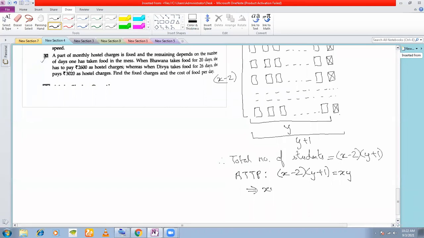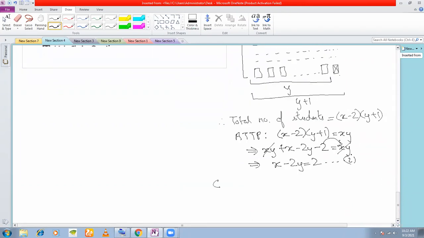If you multiply this, you'll get xy plus x minus 2y minus 2 is equal to xy. Now xy and xy will cancel, so what you are left with is x minus 2y, and you take 2 to the other side to get x minus 2y is equal to 2. So this gives our first equation. Now we'll look at the second condition, case 2.